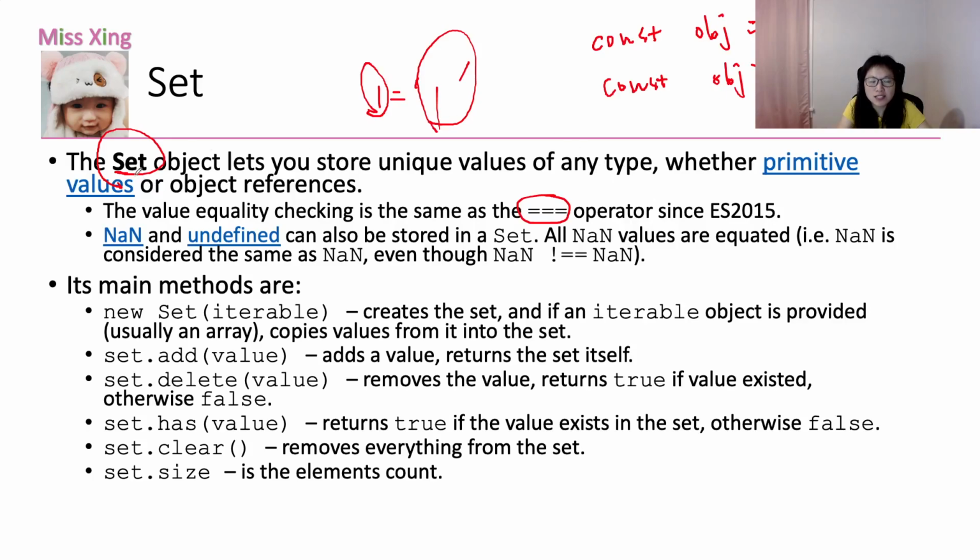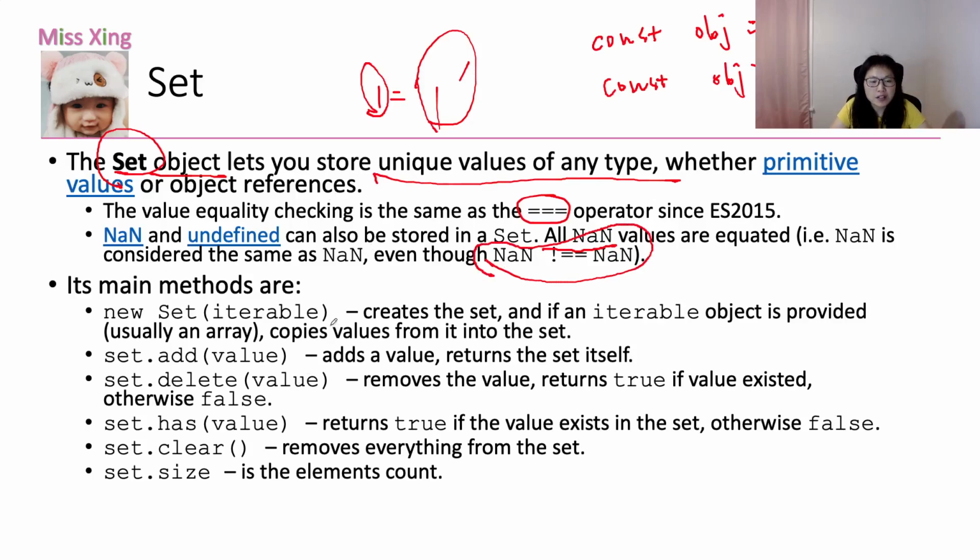Basically, a set is also an object. The type of set is object, and it will let you store unique values of any type, okay? NaN and undefined can also be stored in the set, and all the NaN values are treated as the same, even though NaN equals NaN will not be true, okay?